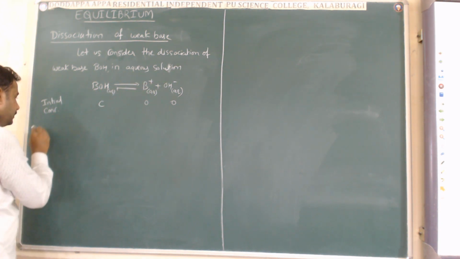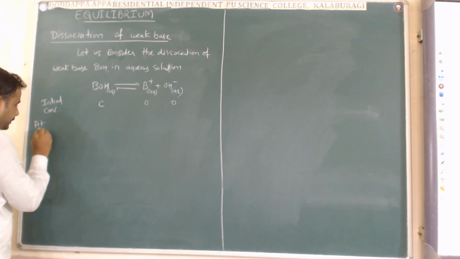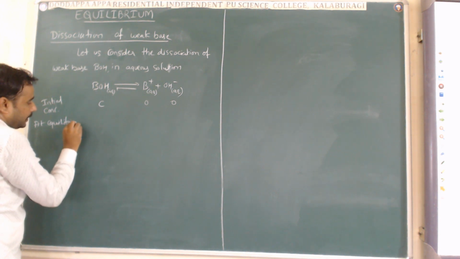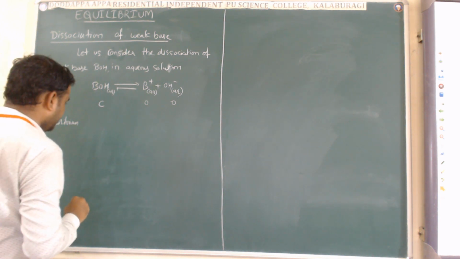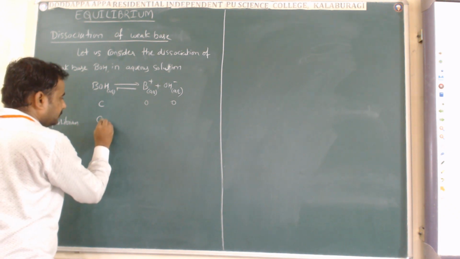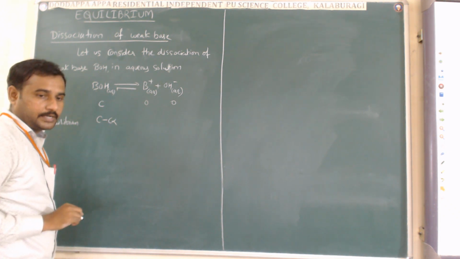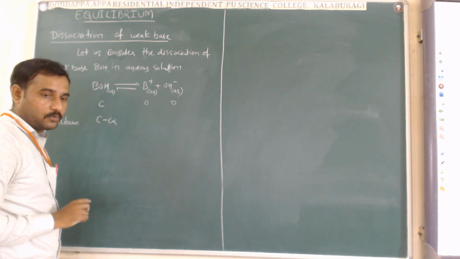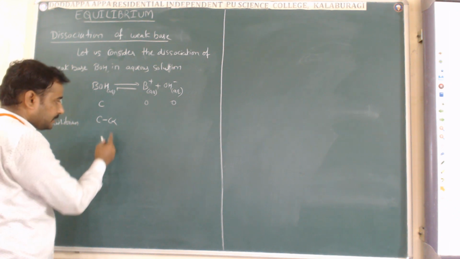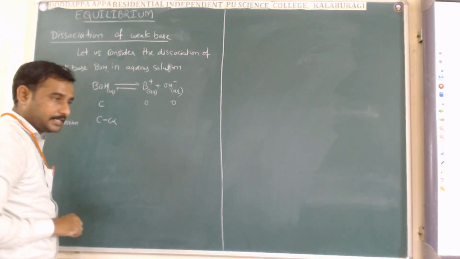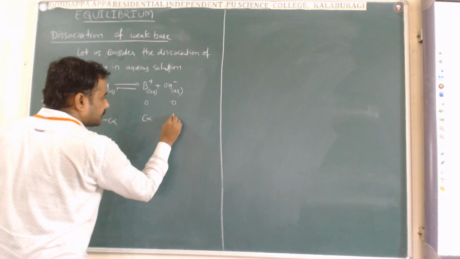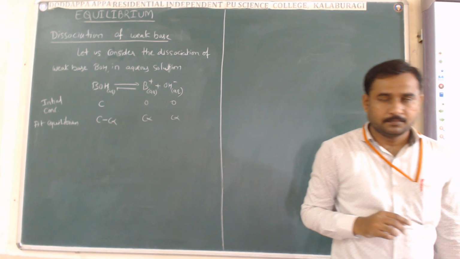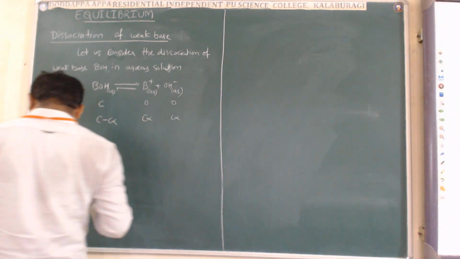When the reactant is converted into product, after some time the product also converts back to reactant. Then at equilibrium, the concentration of BOH is C minus C alpha. Why C alpha? As time passes, the concentration of reactant decreases and the product increases by C alpha. Alpha is the extent of dissociation.